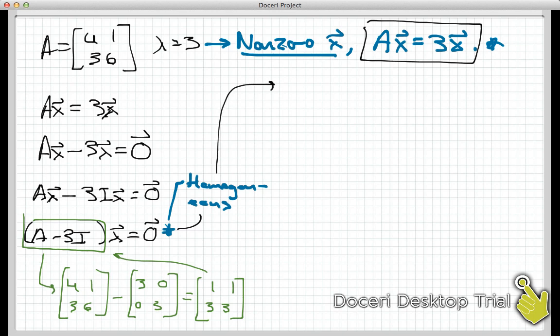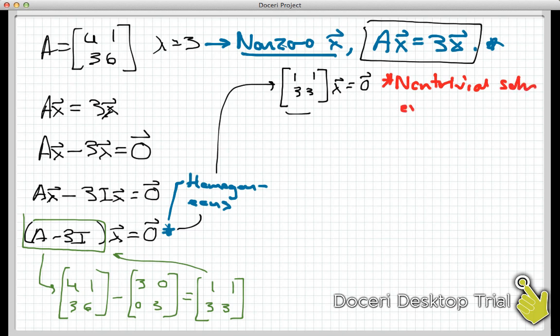I'm now looking at the following system. 1, 1, 3, 3 times the vector x equals the 0 vector. It's a homogeneous equation, and I'm asking, do there exist non-trivial solutions? And the answer is, oh yes there are, because look at the columns of this matrix. The columns of that matrix are not only linearly dependent, they're actually equal to each other. And so there will be non-trivial solutions to this equation. So non-trivial solutions do exist to this, and so what that tells me is that lambda equals 3 is indeed an eigenvalue.